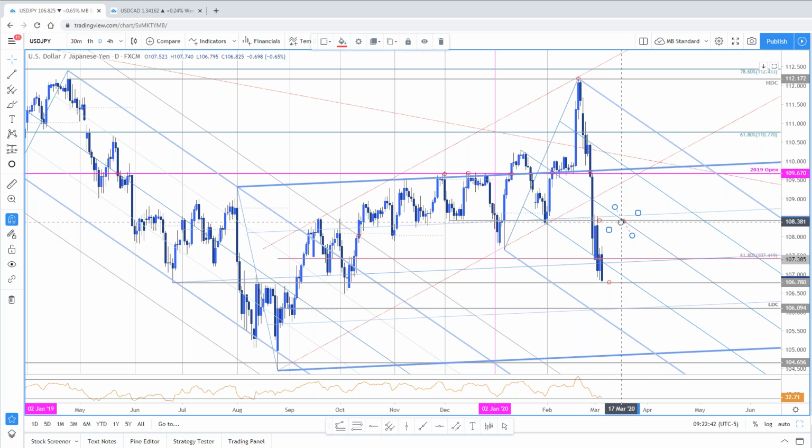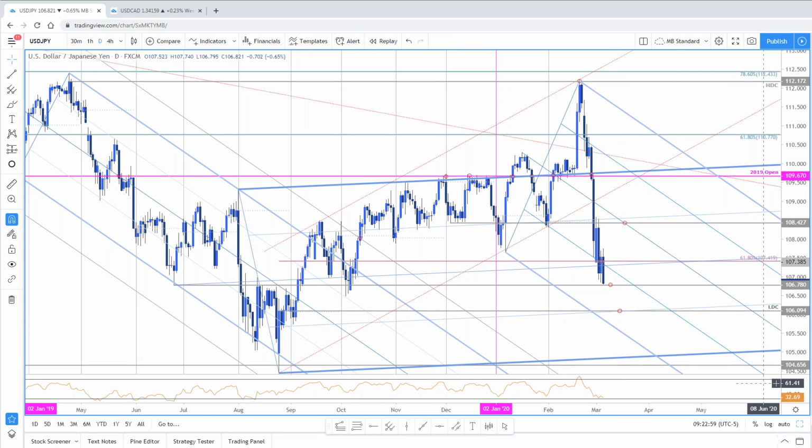Now, near term bearish inval, key resistance, right back at those lows that you made back in December, right at the open of last month. That gives you basically like 108.42 into 108.50. All right.